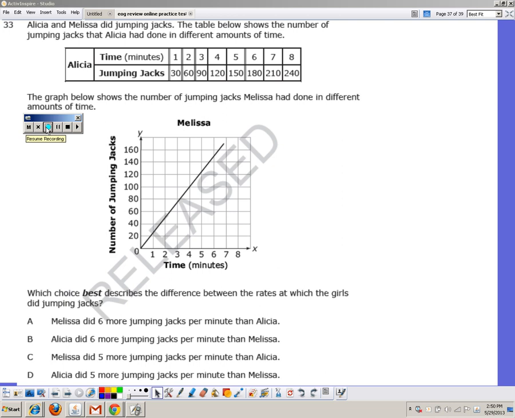In this problem, we're comparing Alethea with Melissa. Alethea did jumping jacks, and in 1 minute she did 30, 2 minutes 63, 3 minutes 94, 4 minutes 120, and so on. As you can see, she is doing a constant rate of 30 per minute.